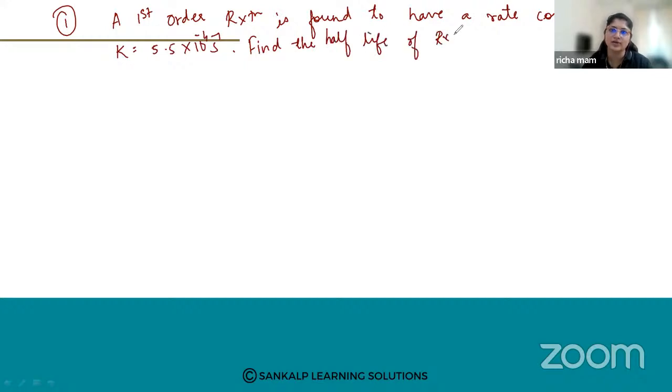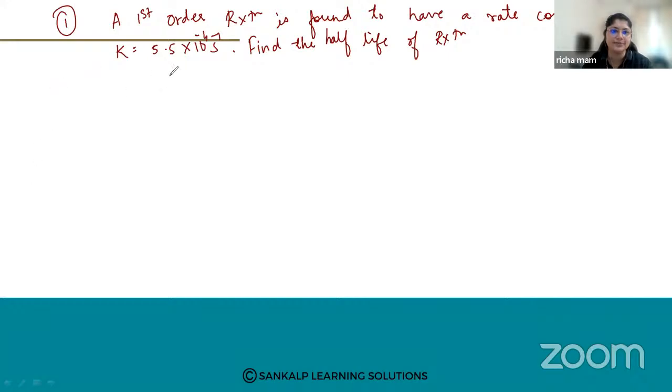So let us solve some problems now. Take the first problem. Please note this important question. A first order reaction is found to have a rate constant, that is k equals 5.5 into 10 raised to minus 14 per second. Find the half-life of the reaction.